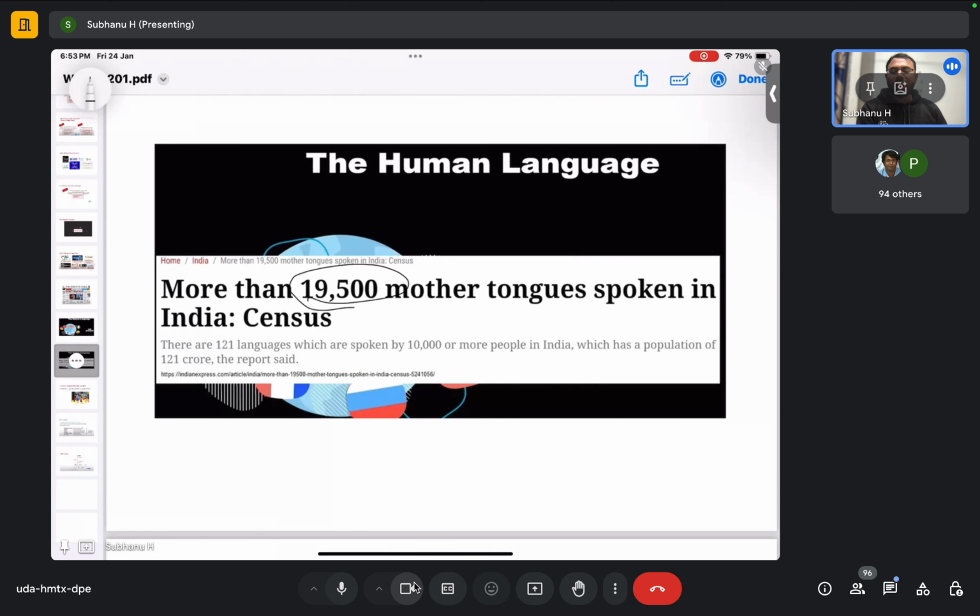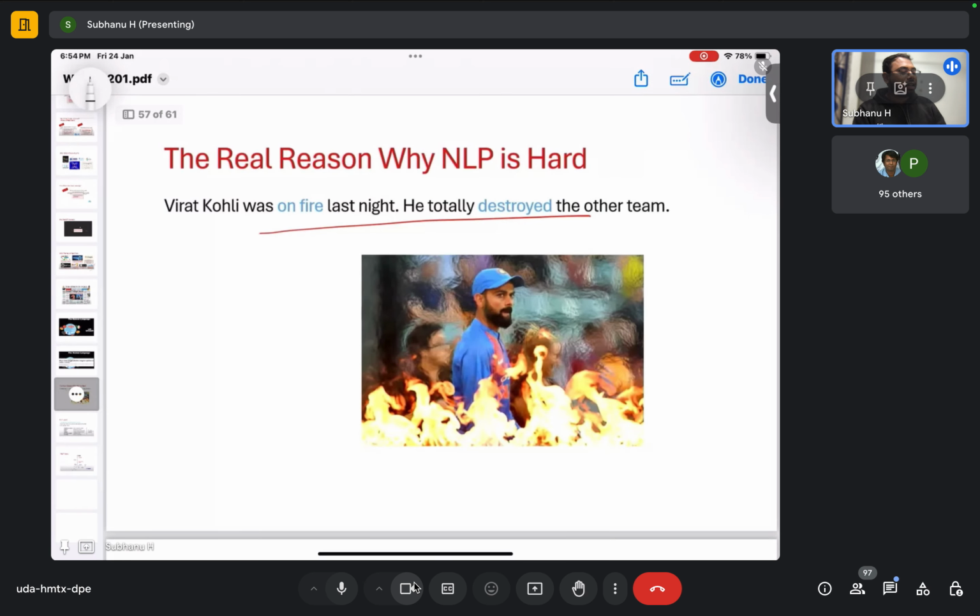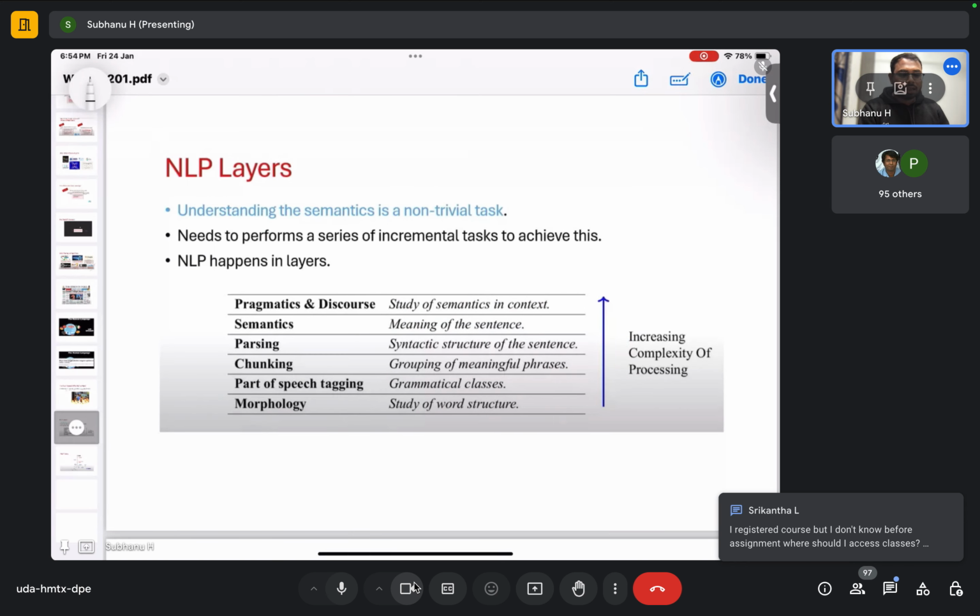I am a Bengali, so I know that in Bengali, if you go from one part of Bengal to another part of Bengal or Bangladesh, there are many dialects. You really can't understand their dialects. There is a place in Bangladesh called Sylhet. As a Bengali, as a resident of Kolkata, you will never understand their language, but they are speaking Bengali. Now like this, the real reason why NLP is hard: Virat Kohli was on fire last night. He totally destroyed the other team. So does that mean Virat Kohli is burning, like he is standing on fire, or what? Yeah. So now what are the NLP layers?